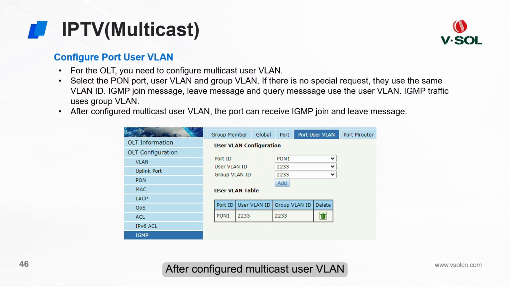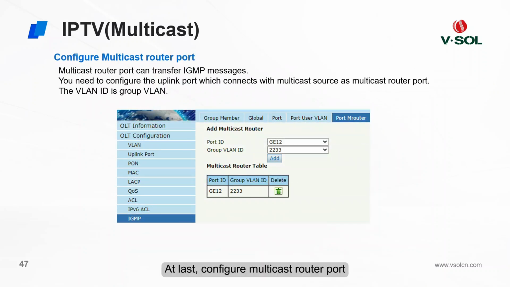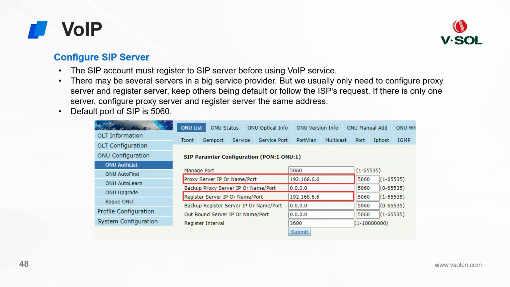After configuring the multicast user VLAN, the port can receive IGMP join and leave messages. At last, configure the multicast router port. The multicast router port can transfer IGMP messages. You need to configure the uplink port which connects with the multicast source as the multicast router port. The VLAN ID is group VLAN. That's all for IPTV configuration.